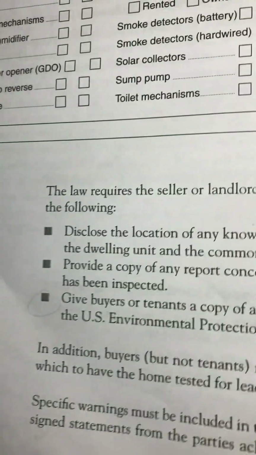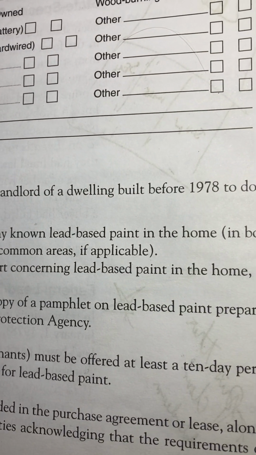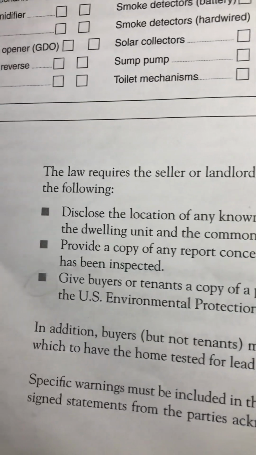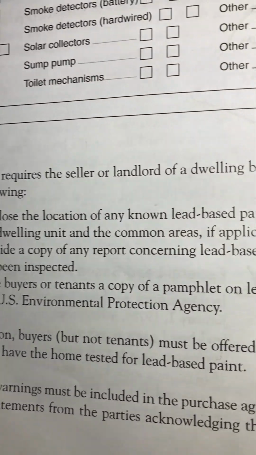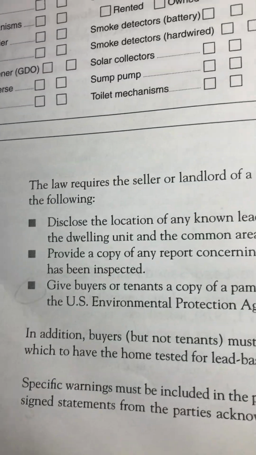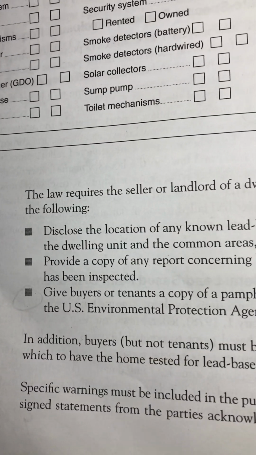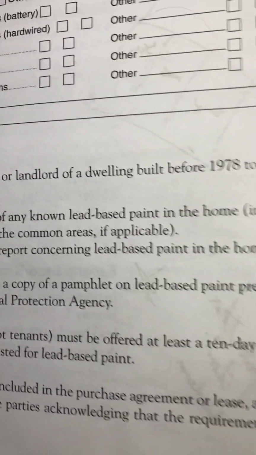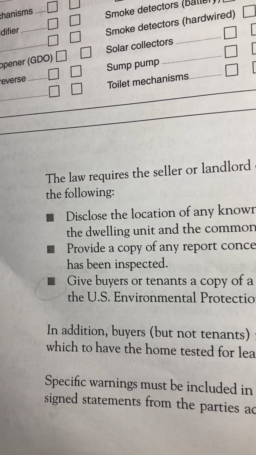The law requires the seller or landlord of a dwelling built before 1978 to do all of the following. Disclose the location of any known lead-based paint in the home, in both the dwelling unit and the common areas if applicable. Provide a copy of any report concerning lead-based paint in the home if it has been inspected.